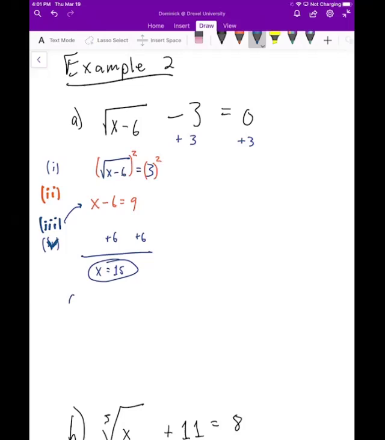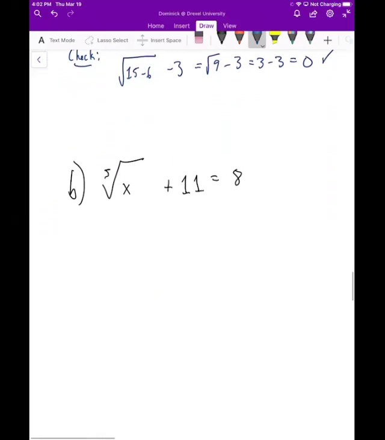And of course, if we check this, we get square root of 15 minus 6 minus 3, which is going to be equal to the square root of 9 minus 3, which is 3 minus 3, which is 0, right? So then that does show that this will work in solving this equation. All right, so that's another example. Again, hopefully not too bad.